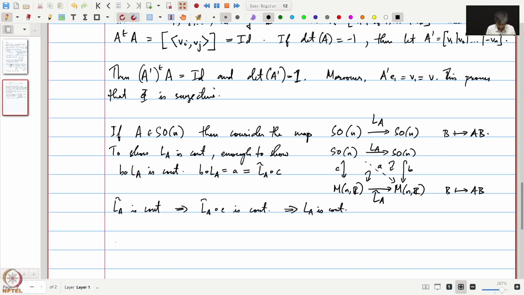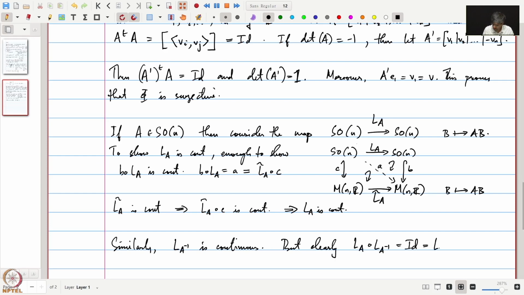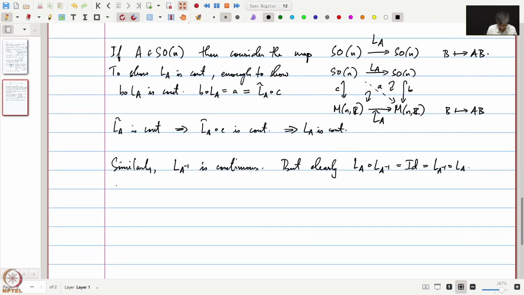Okay. So similarly, L_(A inverse) is continuous. But clearly we have L_A compose L_(A inverse) is equal to identity, which is also equal to L_(A inverse) compose L_A. So we have L_A is a bijective continuous map, and its inverse, which is clearly L_(A inverse), is also continuous. So thus L_A is a homeomorphism.